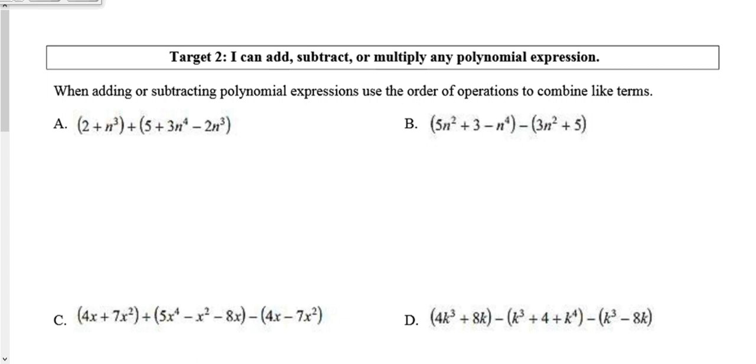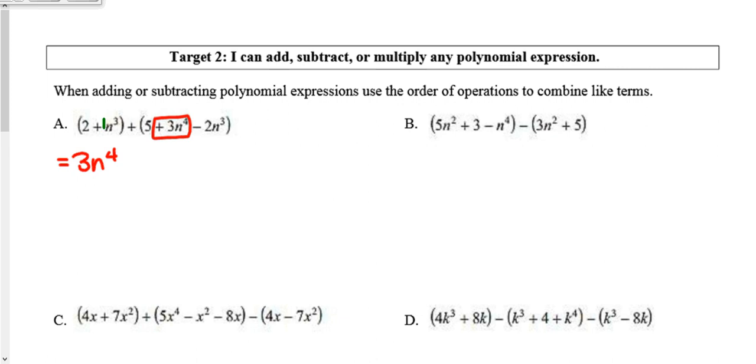Okay, so in target two, we're going to do some operations with polynomials. So we're going to add, subtract, and multiply. We're going to start with just adding and subtracting, which is really just combining your like terms. So starting off with this first one, I always start with the biggest exponent. If you look here, the term with the biggest exponent is 3n to the fourth. So we're going to start off with that.